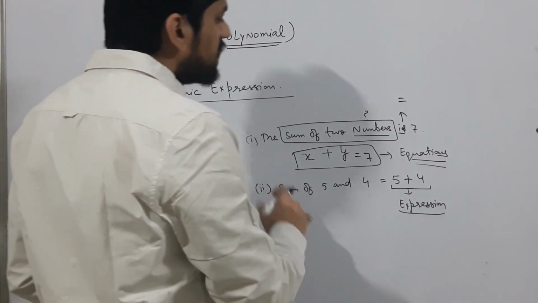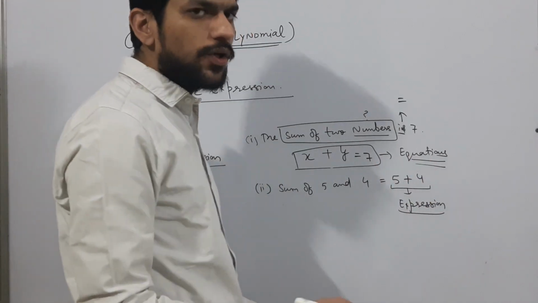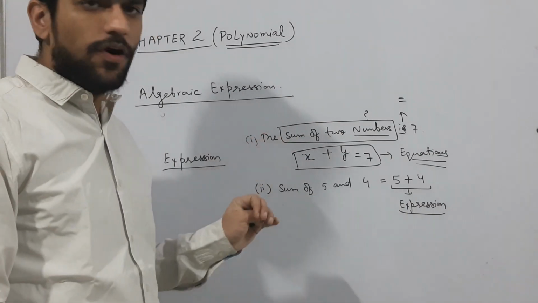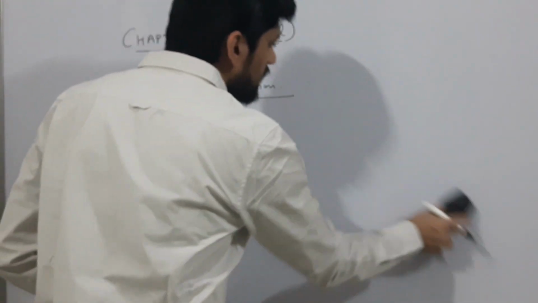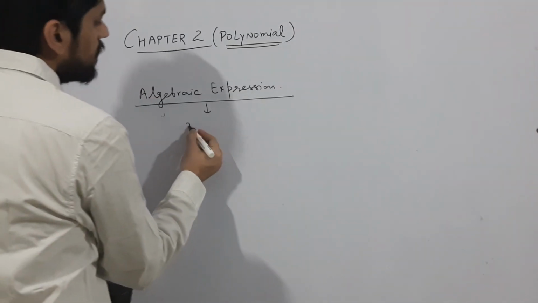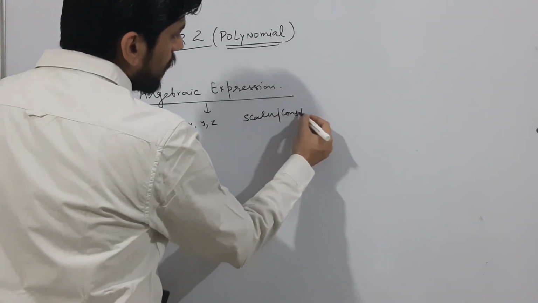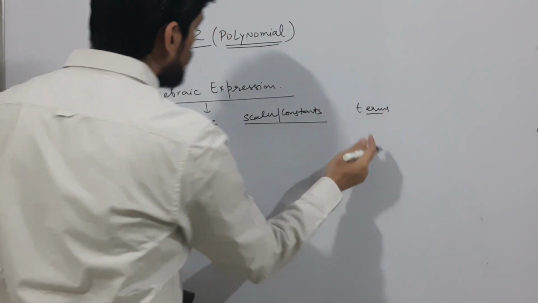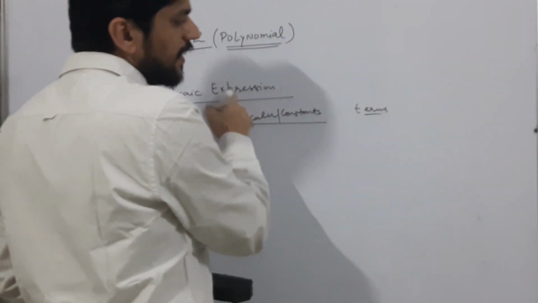So we have different types of expression. This is a variable expression, 7 is a constant expression, 5 plus 4 is a constant or numerical expression. So expression means some statement which can be written in mathematical form that gives some meaning. So what about algebraic expressions? In algebra we use variables x, y, z, and we also know about scalars or constants, and we also know the concept of terms. So using terms in which we use variables and scalars, we represent any algebraic expression. See how?